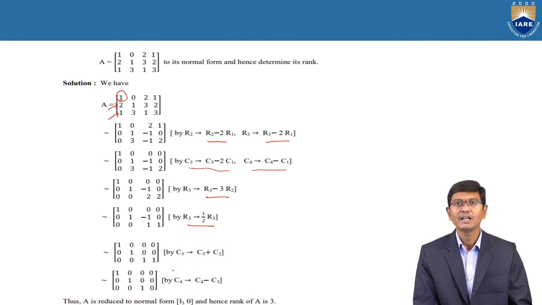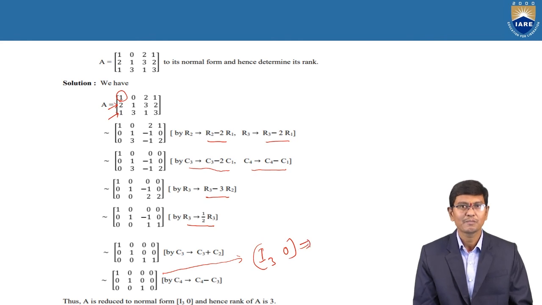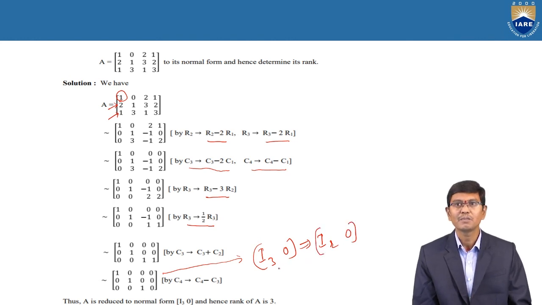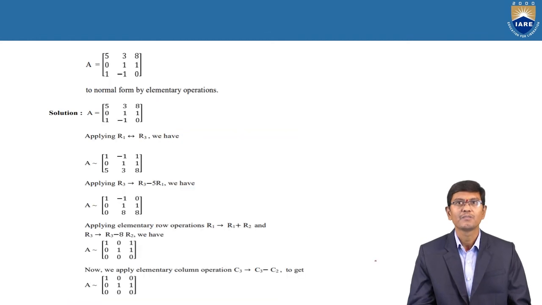Therefore, finally, by observing this matrix, it is clearly in the form of I3 and also 0. This is also one of the normal forms of a matrix, that is the standard normal form I_r 0. Therefore, in comparison with the standard normal form, r is equal to 3. Therefore, the rank of the matrix is equal to 3.